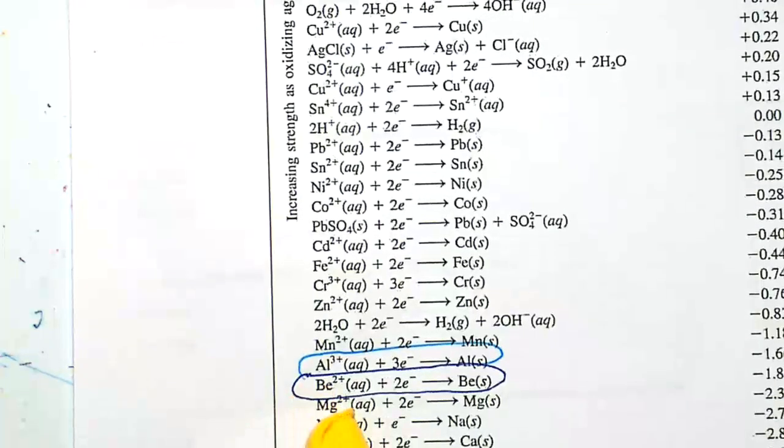All right, so will beryllium cause the reduction of Al plus 3 to Al? The answer is yes. Remember, you pick one and then everything above it stays the same. The one that you choose gets flipped. So yes, the answer is yes.